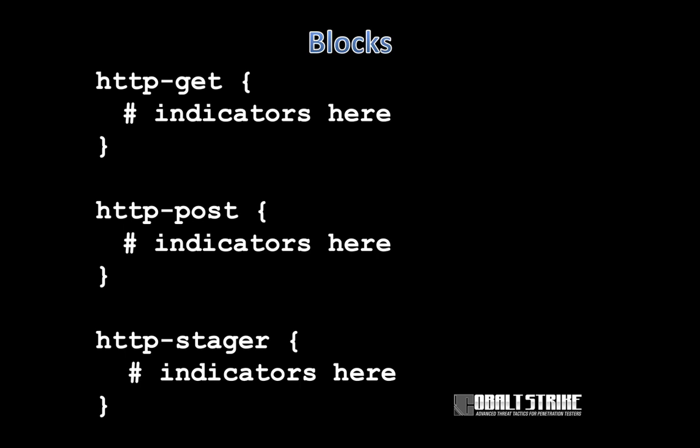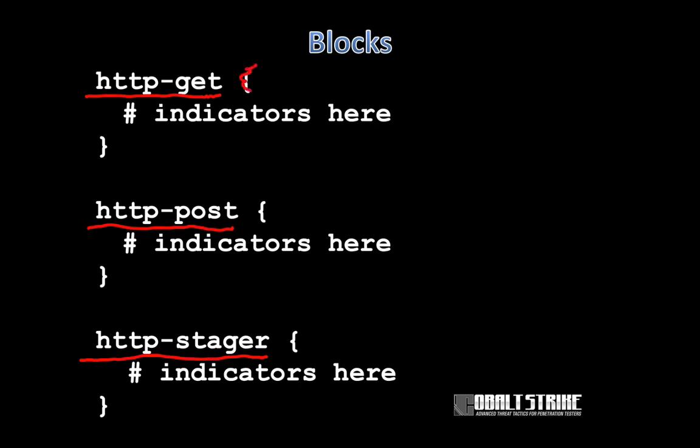Blocks are a way of grouping indicators by specific behavior point. So here we have 3 blocks. We have HTTP GET, HTTP POST, and HTTP Stager. These are all very similar to each other, and they may have very similar indicators, but it would make sense you want to customize each of them separately.